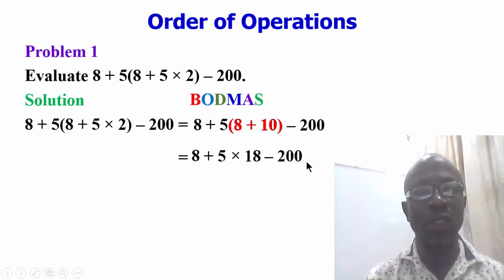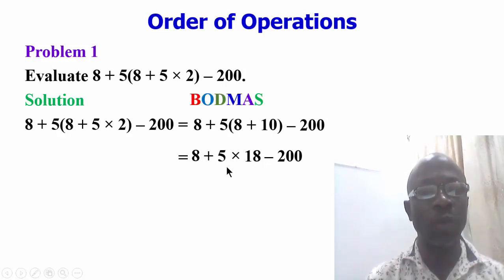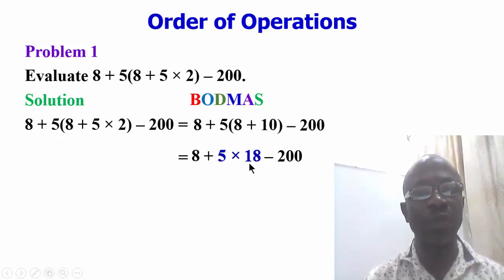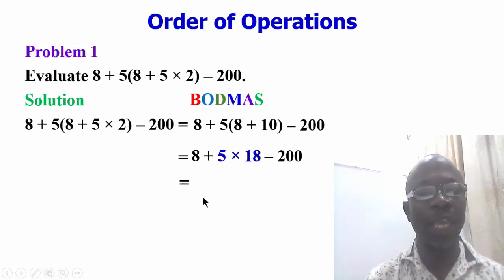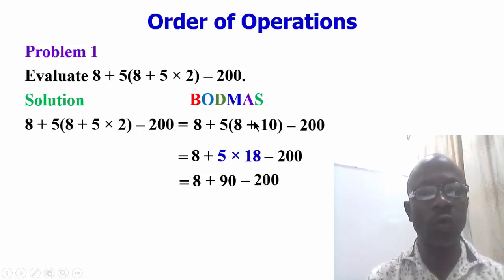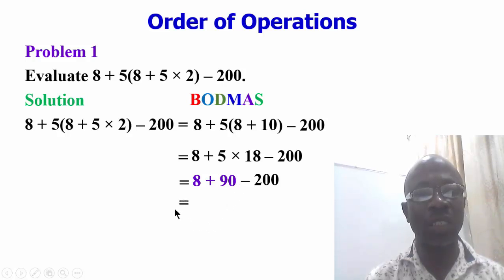18, then minus 200. Now we go ahead to look at multiplication, since multiplication comes before addition and subtraction in BODMAS. So we'll be operating 5 times 18. So we still keep our 8, then plus 5 times 18 gives 90, minus 200. Again, we clear the addition operations. So we have 8 plus 90 giving us 98 minus 200.